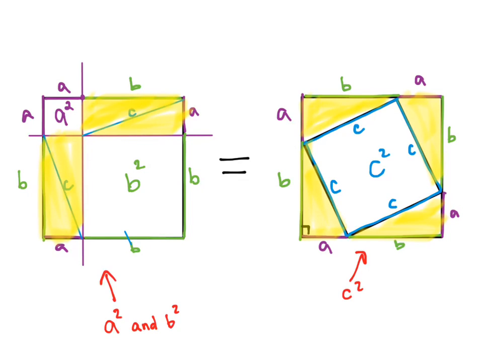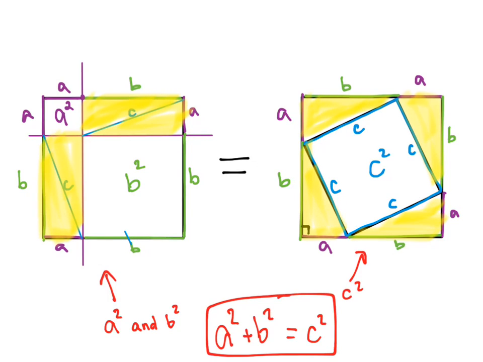Now since I started off with the same area on both sides, and I've taken away the same amount on both sides, then I must be left with the same amount, which means that A squared plus B squared must be equal to C squared. And that's the proof to the Pythagorean theorem.